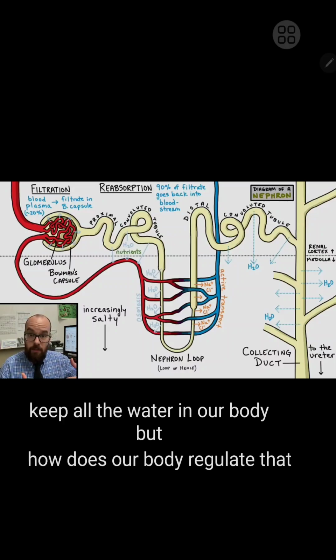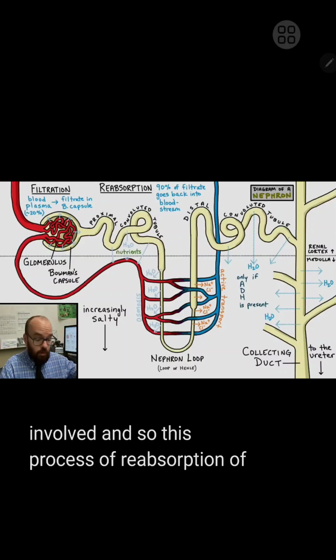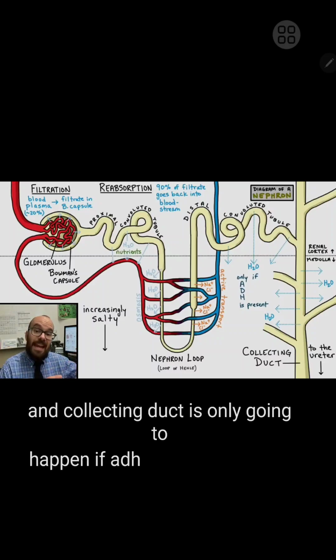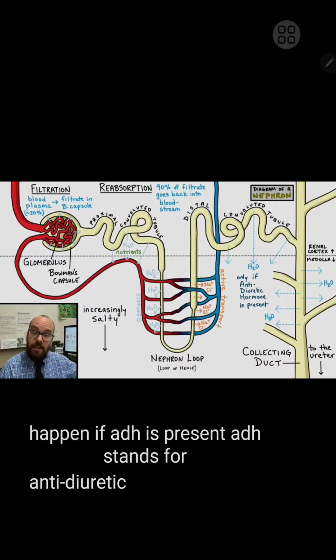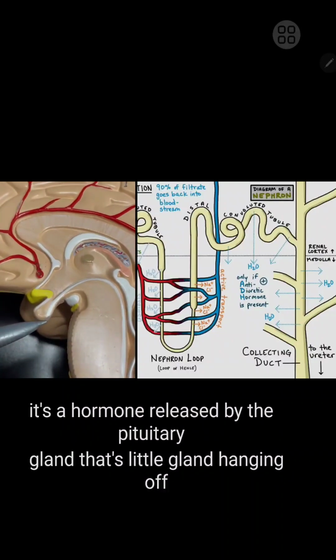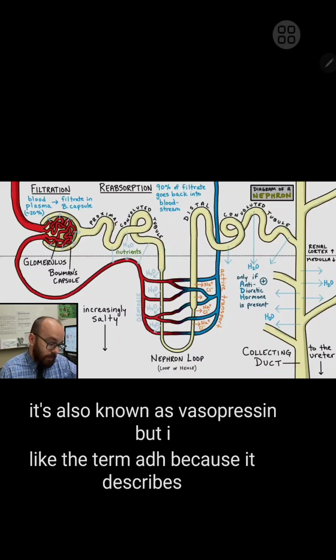But how does our body regulate that? Well, there's a special hormone that's involved. And so this process of reabsorption of water in the distal convoluted tubule and collecting duct is only going to happen if ADH is present. ADH stands for anti-diuretic hormone. It's a hormone released by the pituitary gland. That's a little gland hanging off the front of your brain. It's also known as vasopressin, but I like the term ADH because it describes what it does.